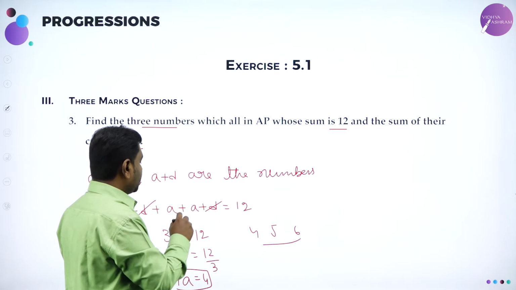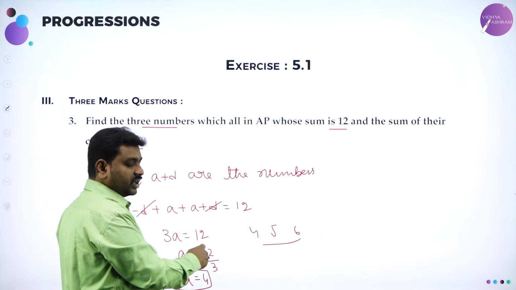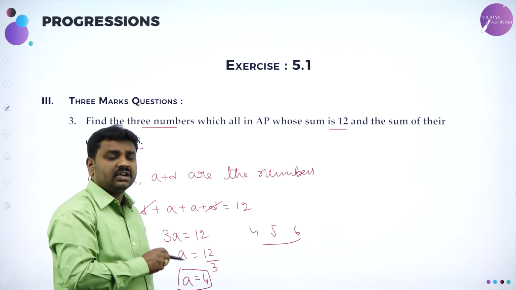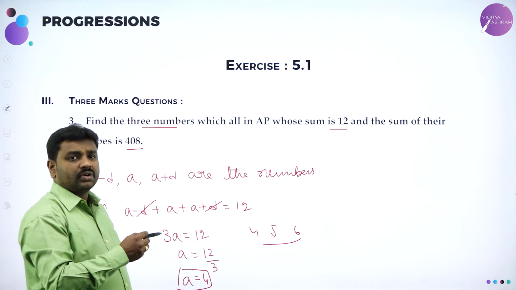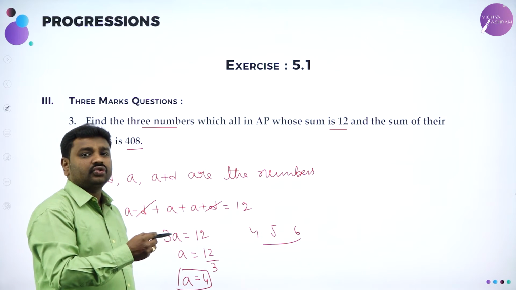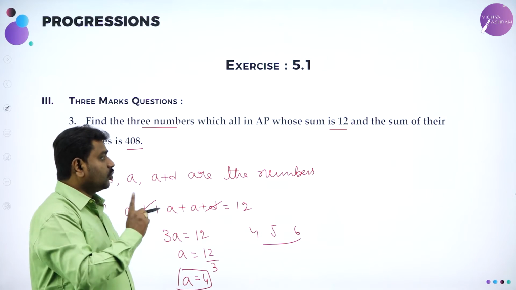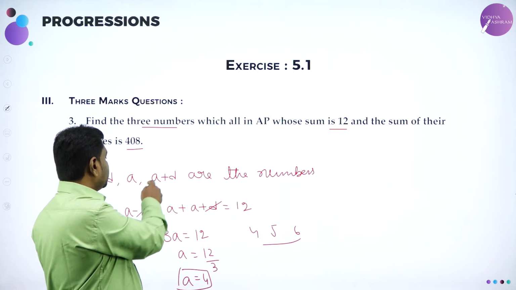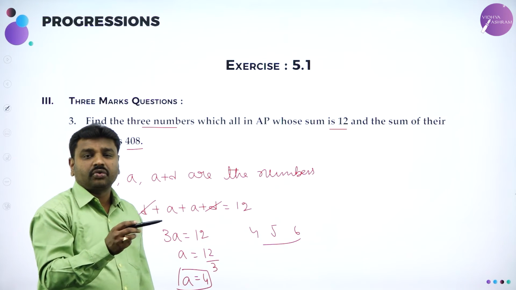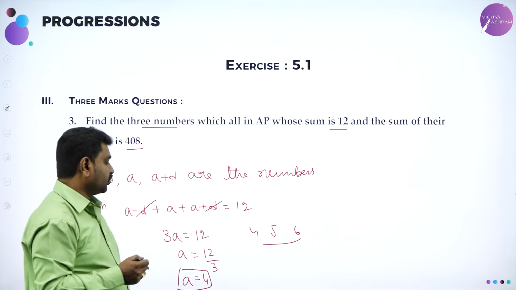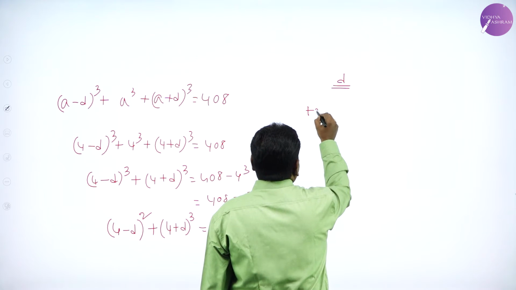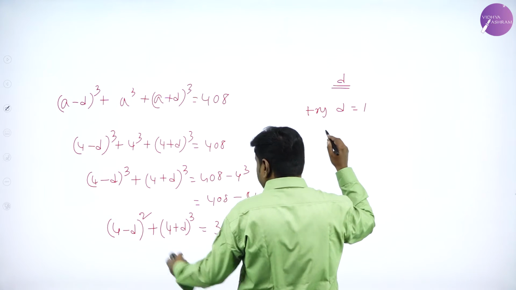So if I take 1 as the difference, it does not hold the first relation. If I take 1, 4 less 1 is 3, 4, 5, you add 3 plus 4 is 7, 7 plus 5 is 12. So try d is equal to 1 in the equation.